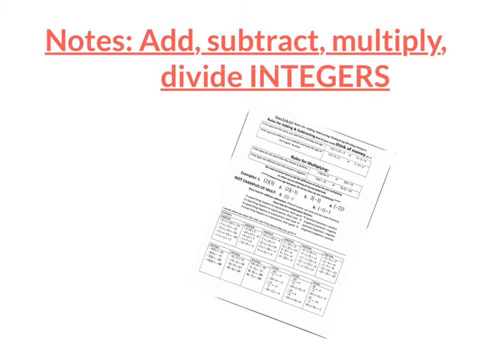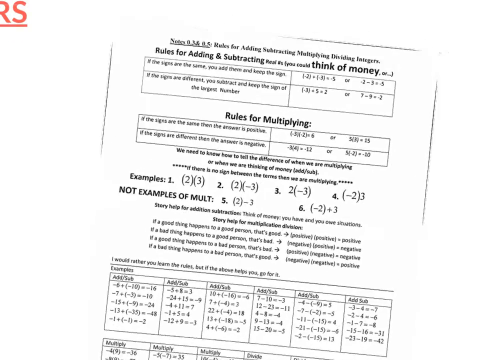So today we're going to be adding, subtracting, multiplying, and dividing integers. What are integers? Nice positive and negative numbers, right? No decimals, no fractions, because if you ever end up with a decimal or fraction, that would be classified as a rational number. So when we say integers, we're talking about nice positive, negative numbers.